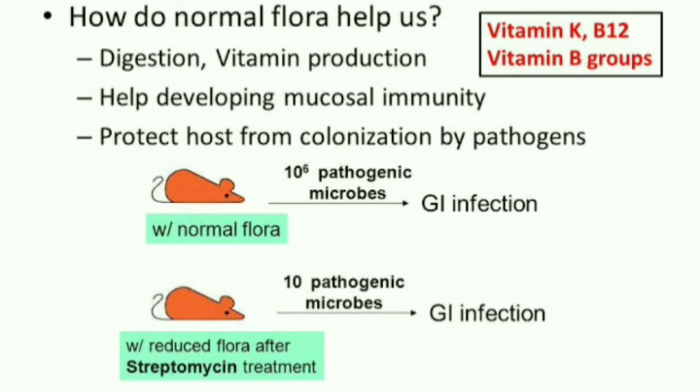Since the normal flora is reduced by streptomycin treatment, a lesser amount of pathogenic microorganisms, that is, when 10 pathogenic microorganisms are present, results in a GI infection. That is, when the normal flora is reduced, a lesser number of pathogens present in the body may result in an infection.